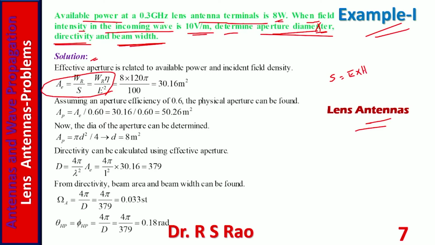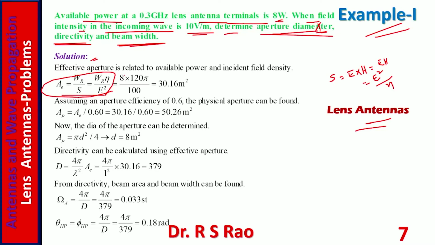In the present case, the wave is a uniform plane wave, a TEM wave. Hence E and H are normal to each other. E cross H becomes EH. Not only that, in a uniform plane wave, E by H is equal to eta. Therefore, S becomes E square by eta. So S is equal to E square by eta. Hence this relation: AE is equal to WR eta by E square.